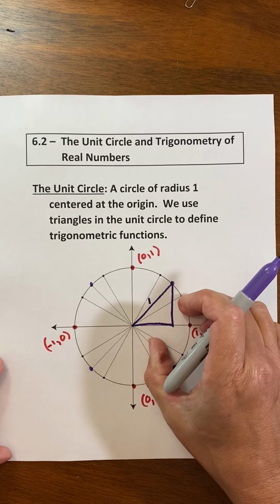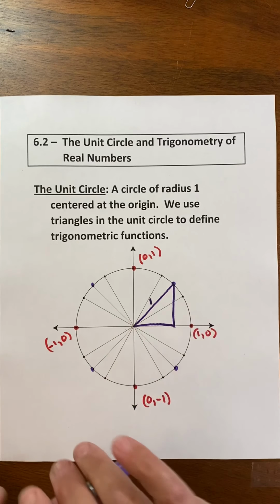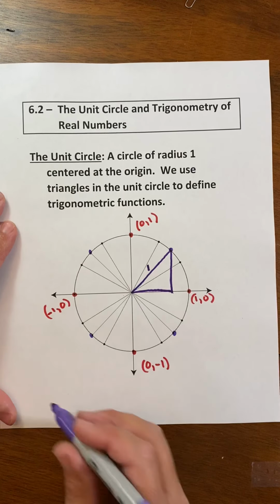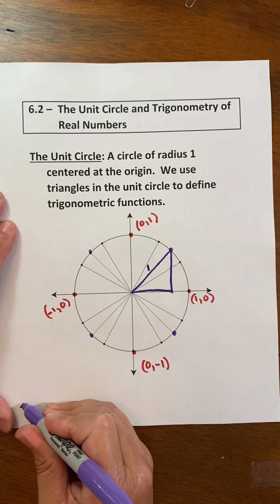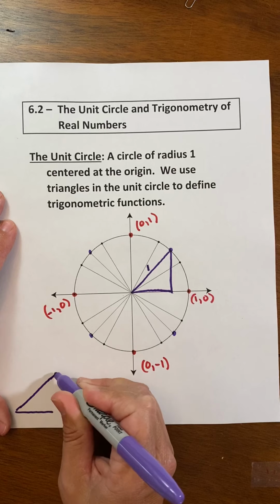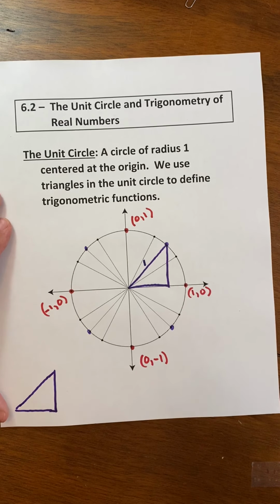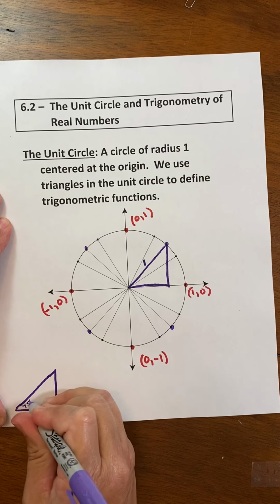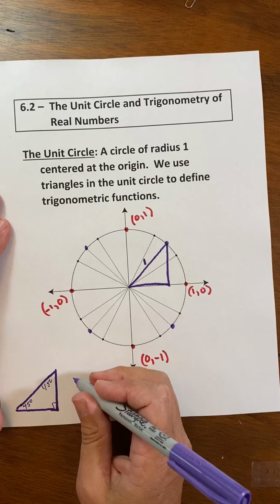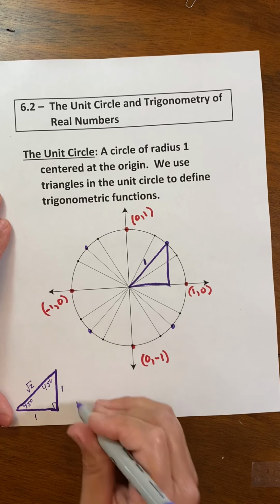What are the lengths of those two sides? Because if we know the lengths of those two sides, we'll know the coordinates of that point. Well, let's go back to our special triangle from the last section. I said if we have a 45-45-90 triangle, which is what we have here, you really want to remember this 1, 1, square root of 2 triangle.